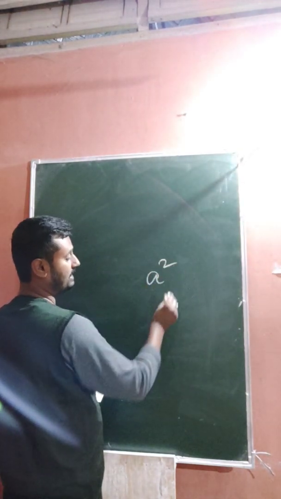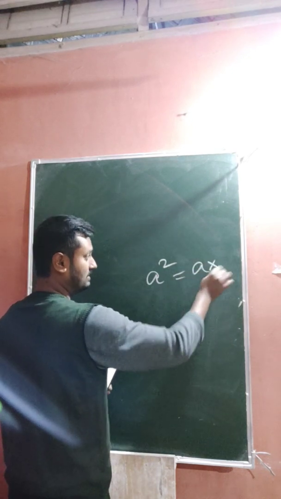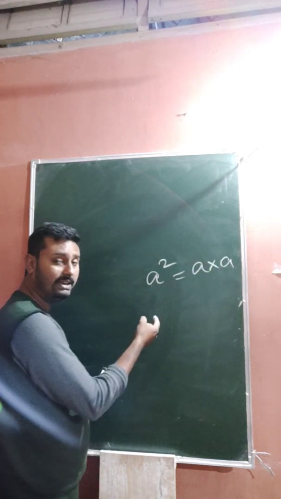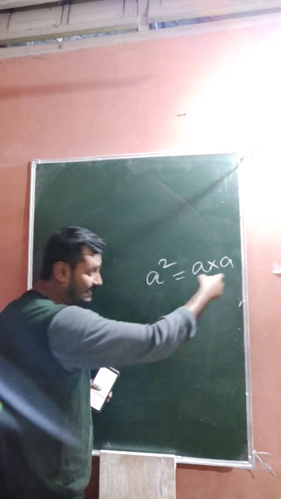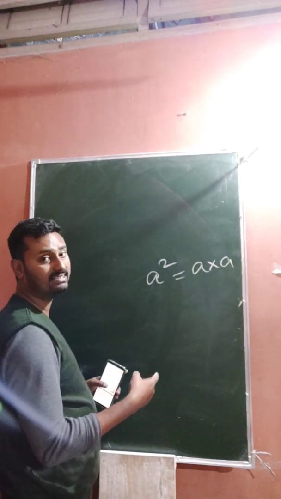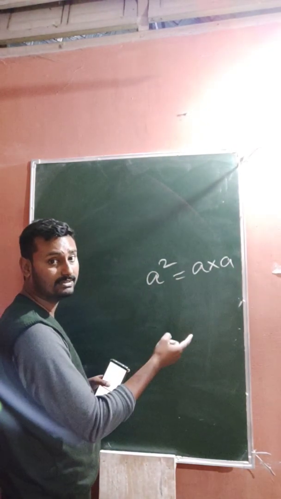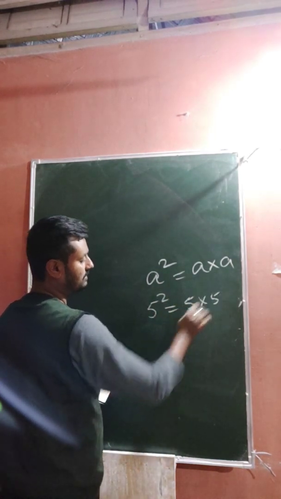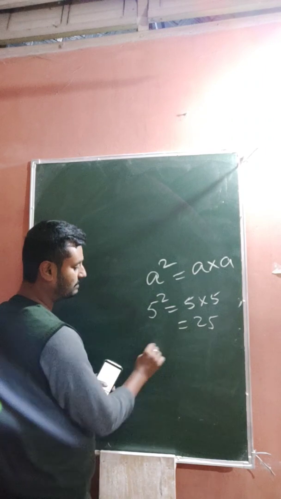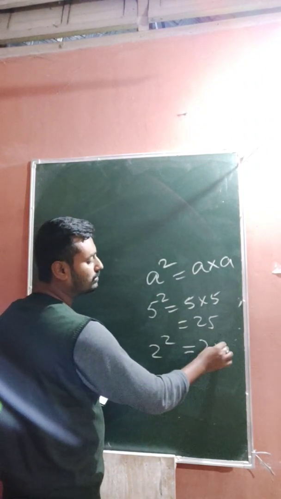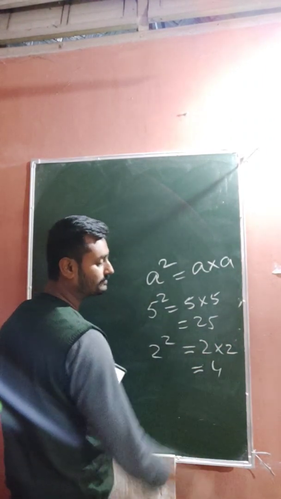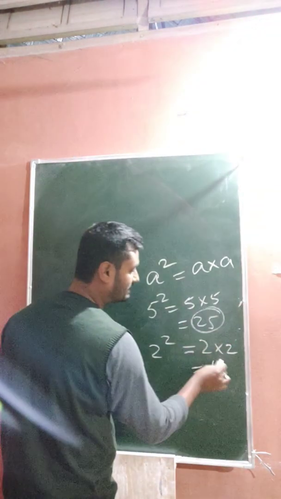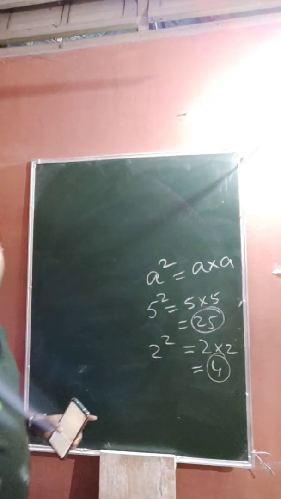Suppose a square is actually a into a. That means the square of any number is the multiplication of that number by itself, twice. If 5 square, that means 5 into 5, the answer is 25. Suppose 2 square, that is 2 into 2, it becomes 4. So this 25 and this 4 are known as square numbers.